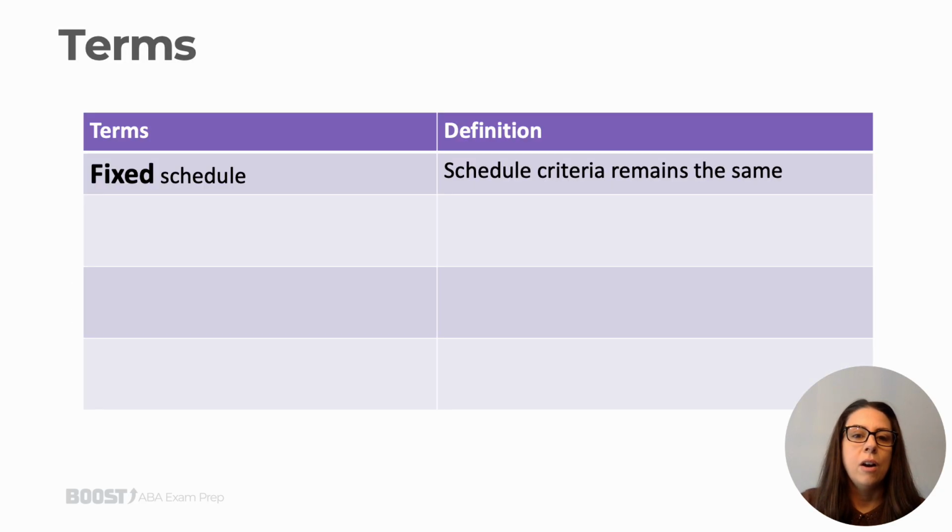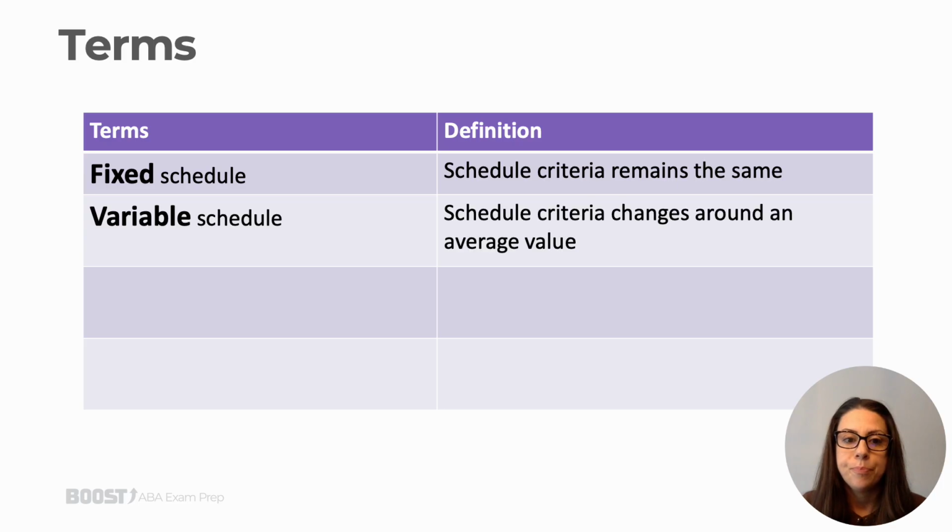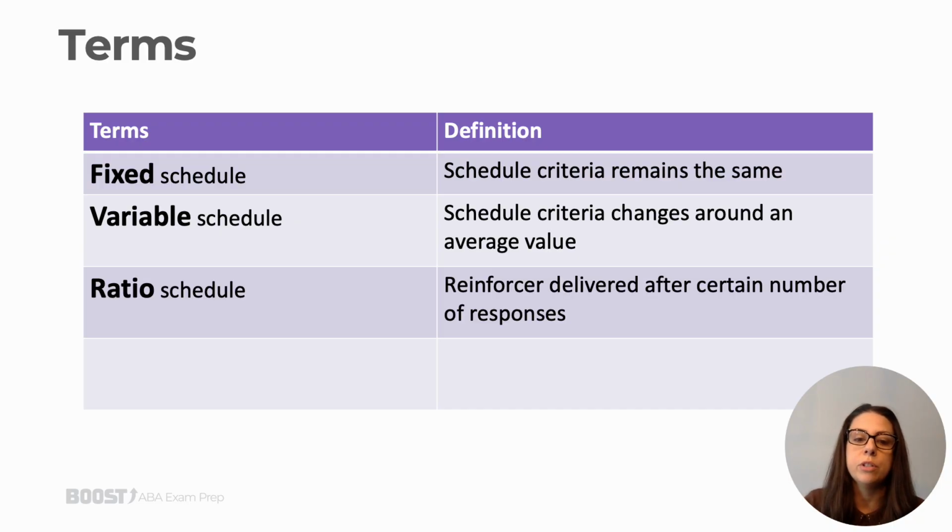So here are some important terms we need to cover. I'm not at the simple schedules yet, but these are important terms that are going to be used in combination to make the 4 simple schedules. The first word is fixed. Fixed refers to a consistent amount. So a fixed schedule would be a schedule where the criteria remains the same. The word variable refers to changing around an average. So a variable schedule is a schedule criteria that changes around an average value.